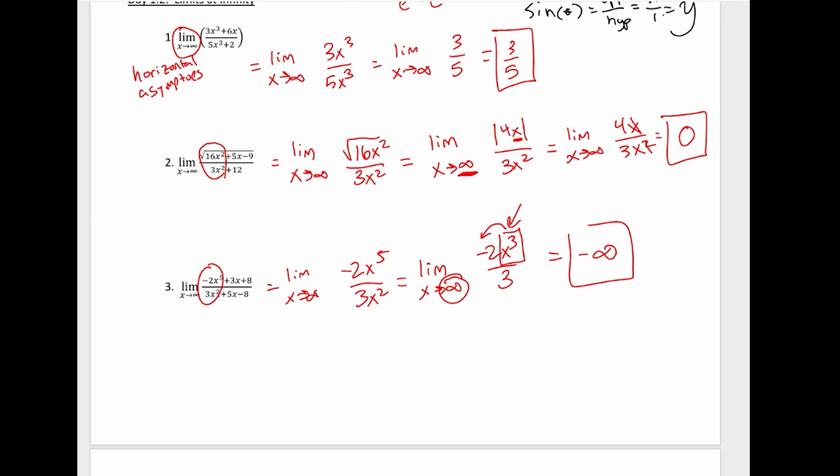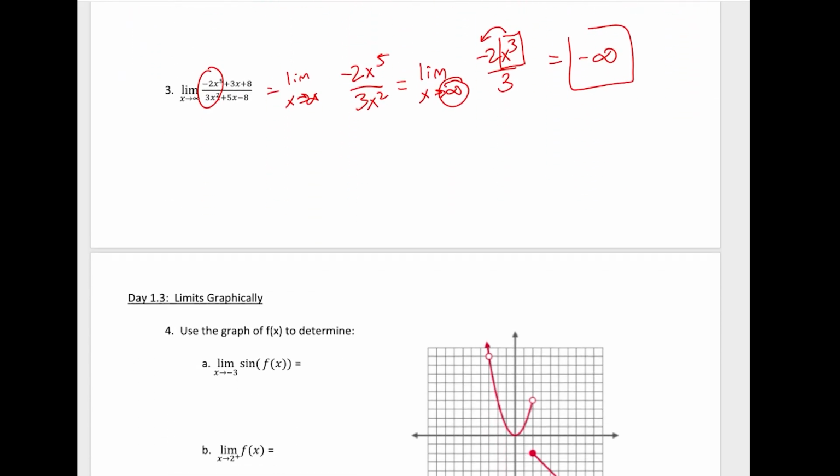And if it's going to negative infinity, you could plug in some large negative number, I guess technically a small number, like negative 1,000,000 or something like that, and try to figure out whether or not the overall fraction is going up to infinity or negative infinity. So there's number 3. Let's move on to day 3.